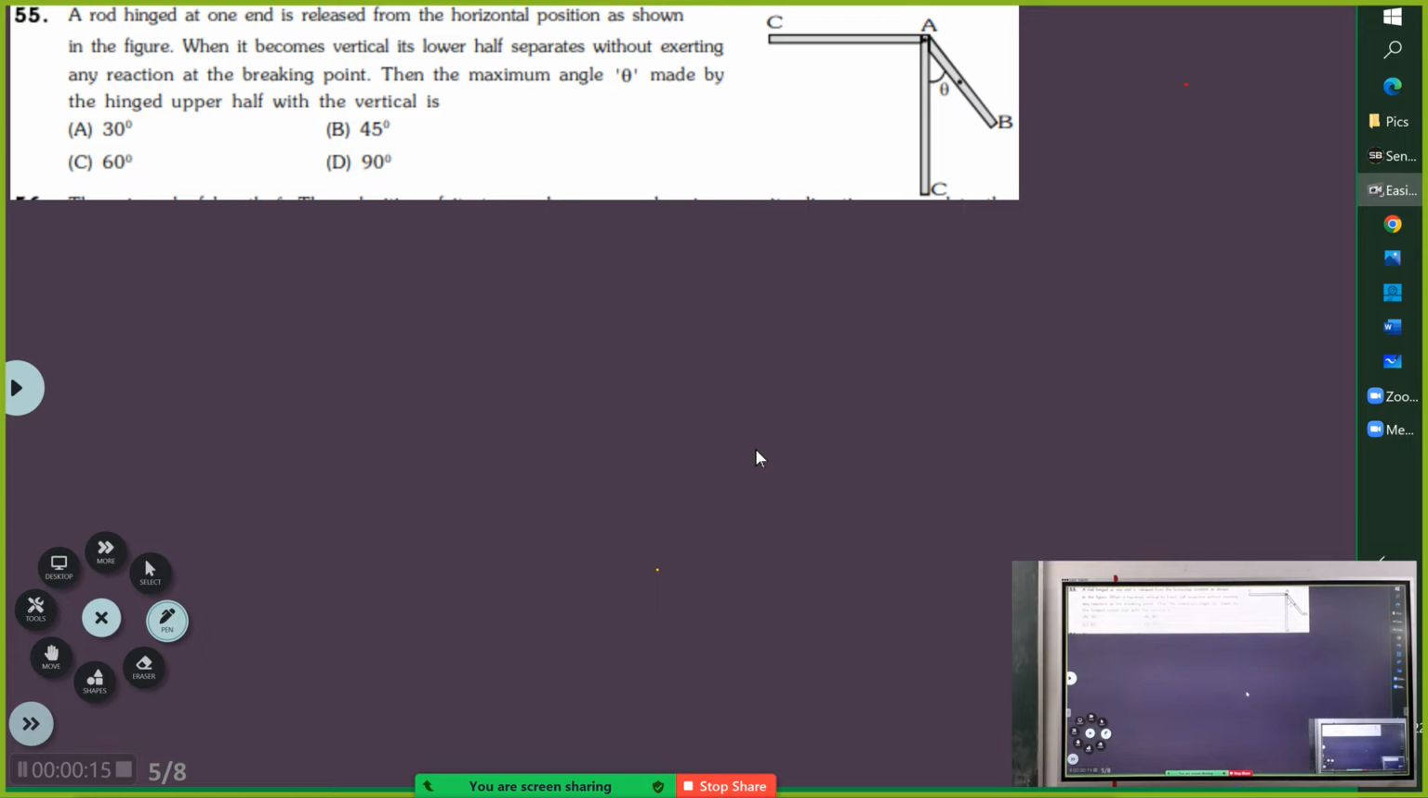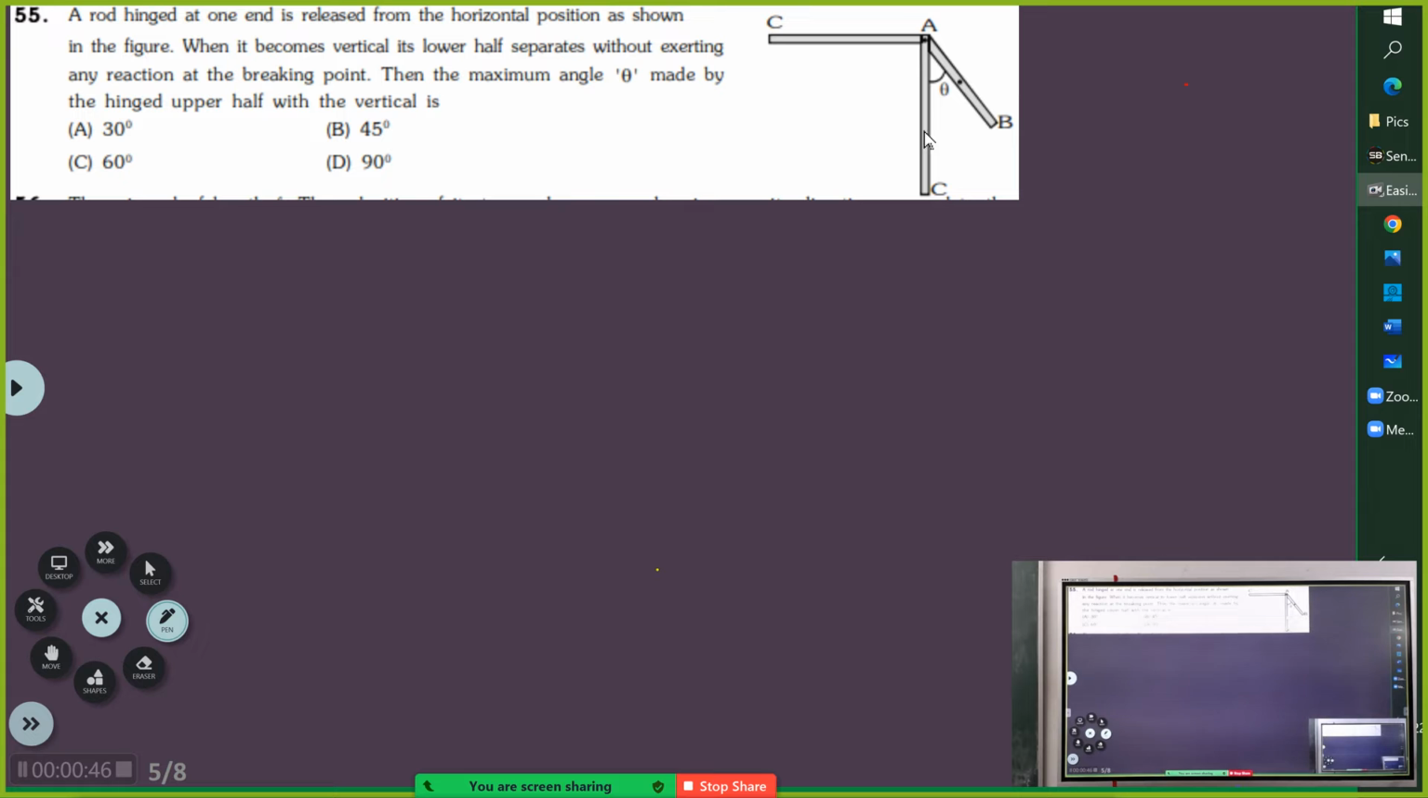So first we will apply conservation of energy between the AC position when it is vertical and when it is horizontal, sir, before breaking. And then we will get one relation for MGL, if we take the length of the rod as L. And again we will write the conservation of energy for the vertical position till it goes to angle theta, sir. There we will get some cos theta term.